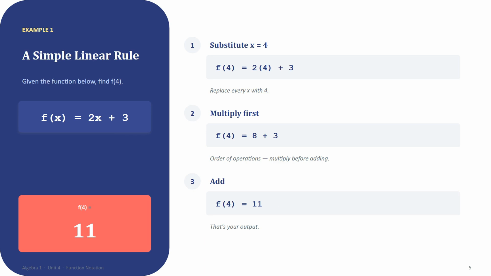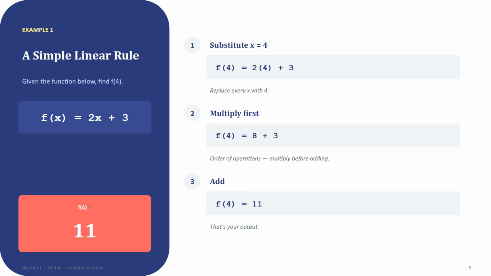Example 1 is a simple linear rule. Given the function below, find f of 4. Substitute x equals 4. f of 4 equals 2 times 4 plus 3. You have to replace every x with 4.